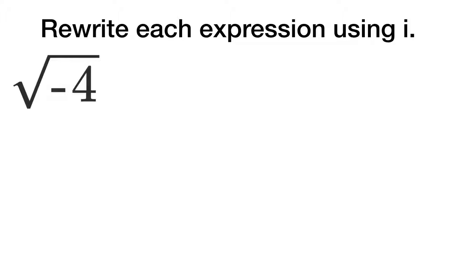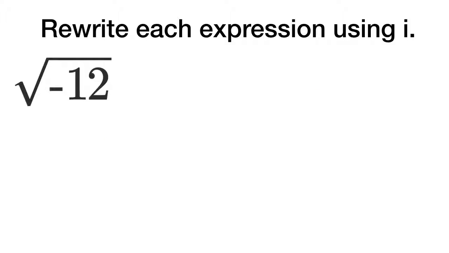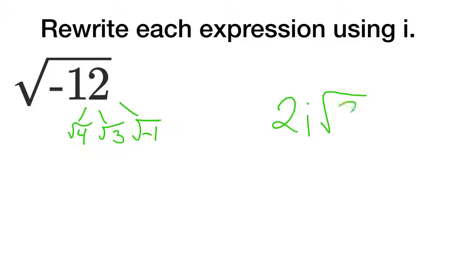So we're going back to this one. Remember I said that was the square root of 4 times the square root of negative 1, which means 2 times i. There we are. So let's try another. Square root of negative 7. Well, the square root of 7 I can't simplify, but I can say that the square root of negative 1 is i. So i square root of 7. Okay, let's try another. Square root of negative 12. Well, that's the square root of 4 times the square root of 3 times the square root of negative 1. So that ends up becoming 2i square root of 3.